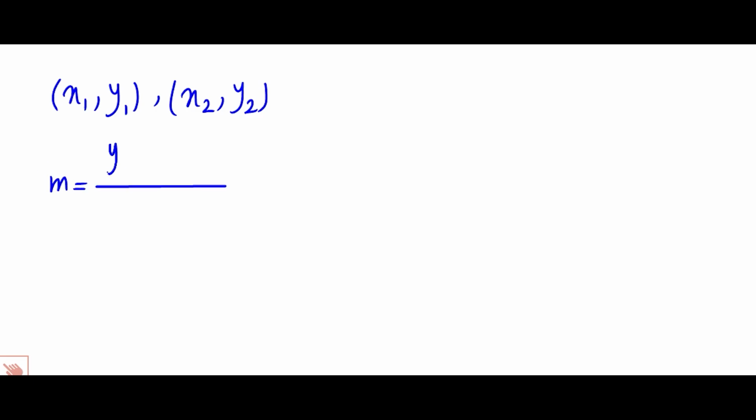To find the slope of a line, you need 2 points. For example, first x and first y, and second x and second y. Okay, so the slope m is equal to second y minus first y over second x minus first x. Okay, but if we have 1 point, what can we do?